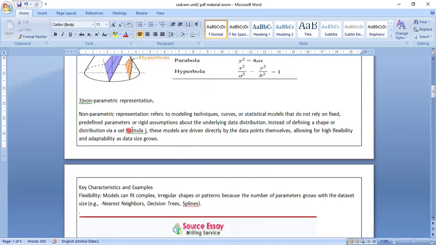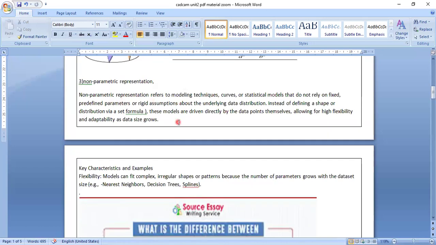So the third question: explain the non-parametric representations in CAD/CAM software or geometric modeling. Non-parametric refers to modeling techniques. You can make 3D models. Curves are static models, and they do not rely on fixed predefined parameters. Instead of defining a shape, we set a formula. A formula is set for everything, which is called a non-parametric formula. Okay, you just have to tell about the formula.